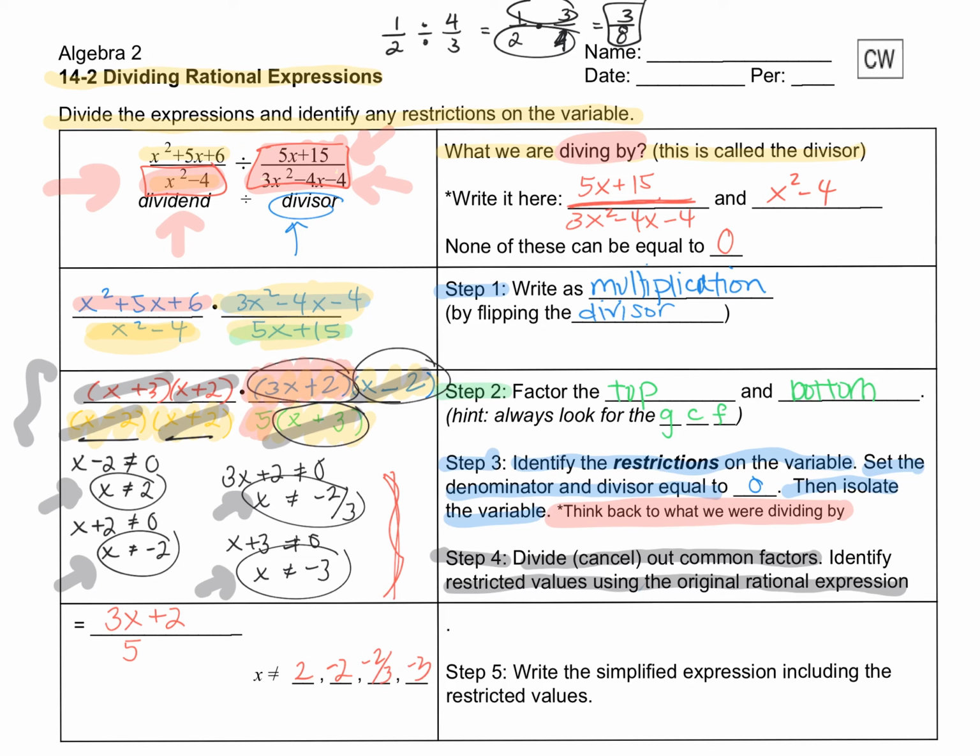So I think I worked a bit ahead. Step 5, write the simplified expression, including the restricted values. And here we are.